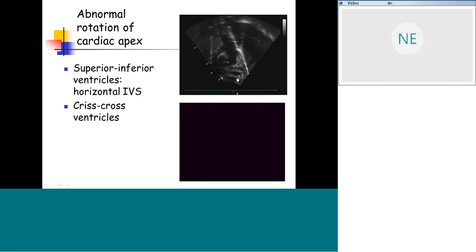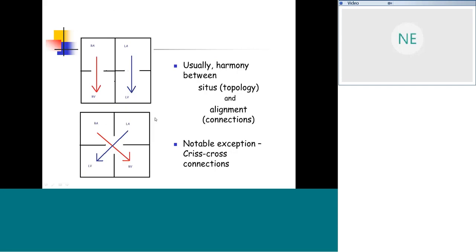And sometimes you can have crisscross ventricles. The crisscross ventricles is something like this. What is a crisscross ventricle? When we use the word crisscross, we have to understand that it is the crisscross of the inlets. The inlets are crossing each other. So in the first figure you can see here, normally there is a harmony between the situs and the alignment. When we say that, I am trying to say that if it's situs solitus and D-looped ventricles, I would say it is atrioventricular concordance, usually. And if it is L-looped ventricle, it's atrioventricular discordance.